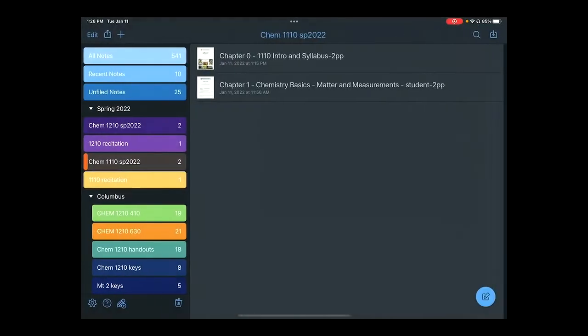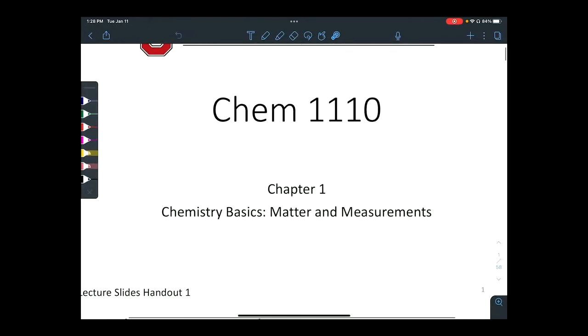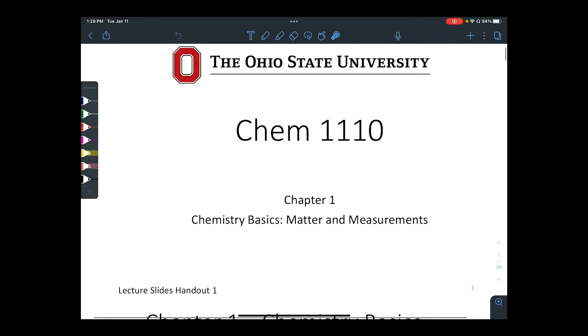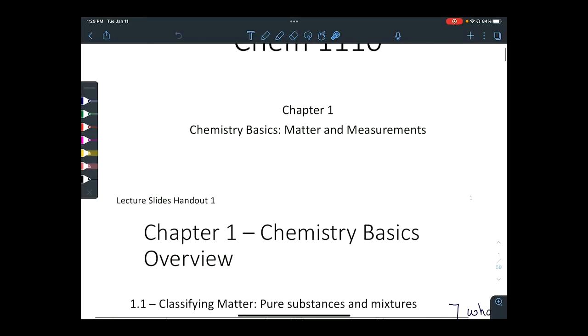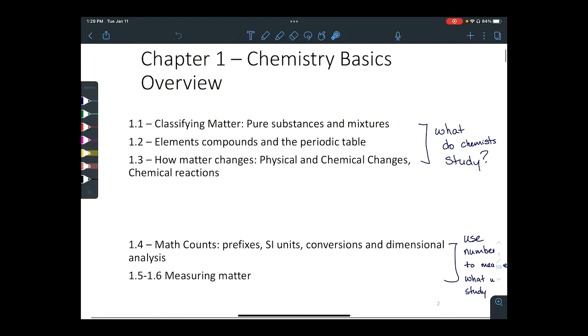Okay, great, thank you. All right, so let's start with Chapter 1, Chemistry Basics, Matter and Measurements. This chapter really sets the tone for the rest of this course. It's a really long chapter, so I don't think we'll finish it in 1 week, but we will try. A lot of the important chemistry basics are within this chapter.